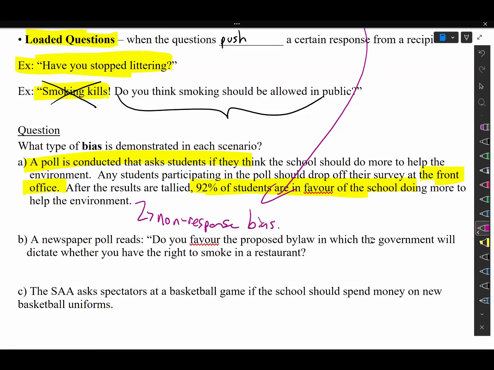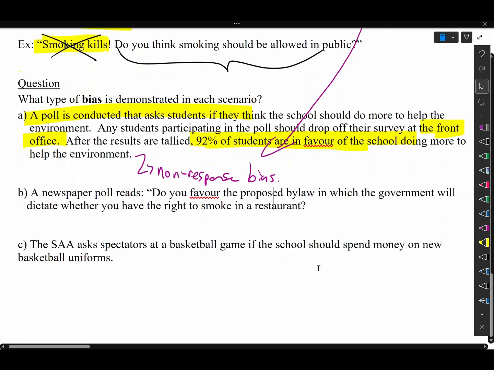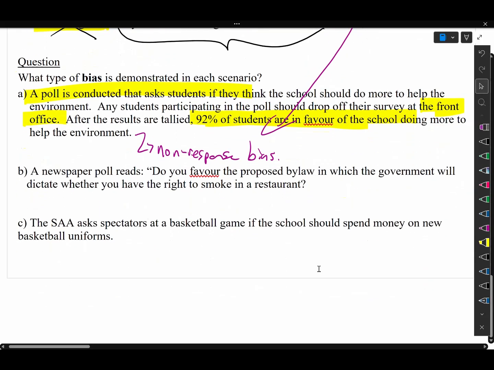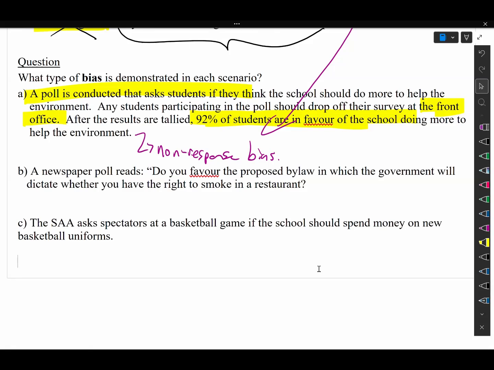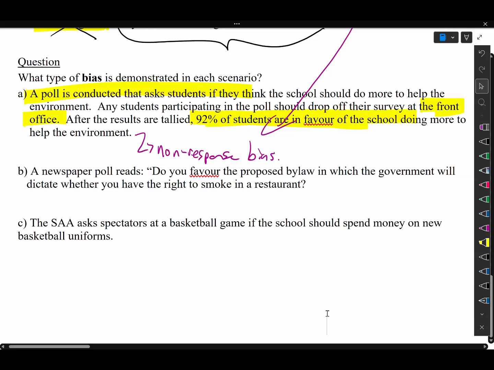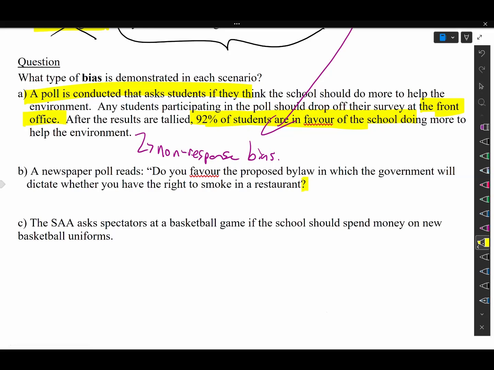All right, let's look a little bit further. A newspaper poll reads, do you favor the proposed bylaw in which the government will dictate whether you have the right to smoke in a restaurant? Again, our topic seems to be smoking in this particular lesson, but that's all right. The wording of this is very strong, and it pushes forward the idea of control, of someone else controlling you.